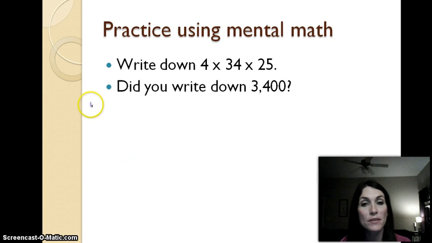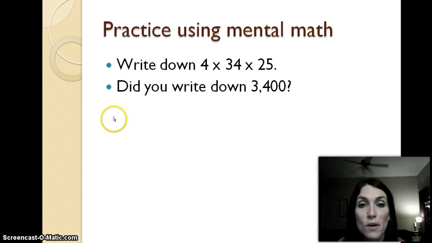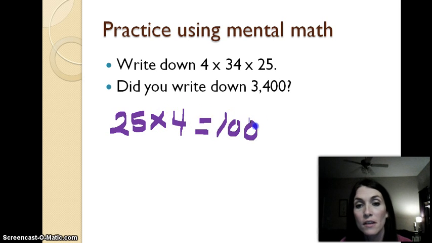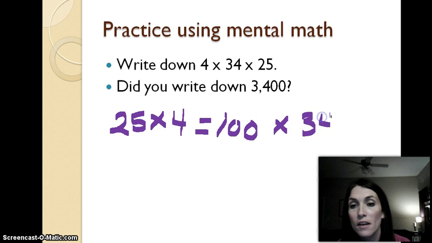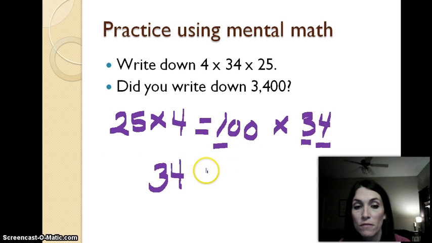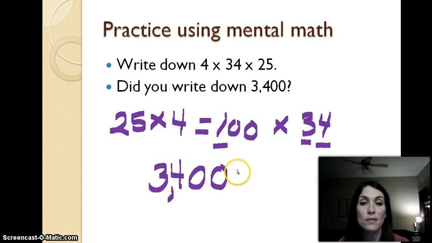Did you write down 3,400? If you did, you are correct. If I was going to use a mental math strategy, I would multiply 25 times 4, which I know that is 100. And then I would multiply 100 times 34. And I could use our strategy of underlining those digits that have value, multiplying those together, which would give me 34. And then I would bring both of these zeros down, and my answer would be 3,400.